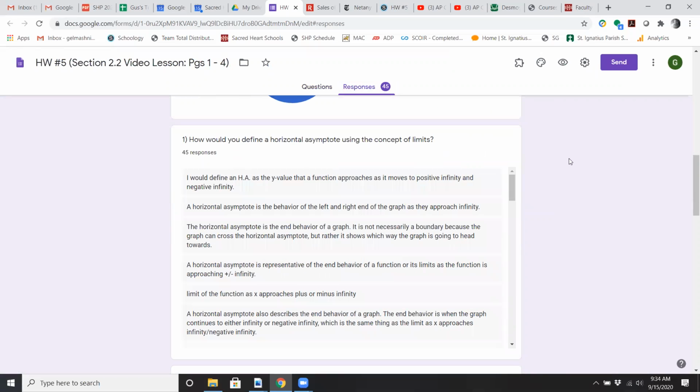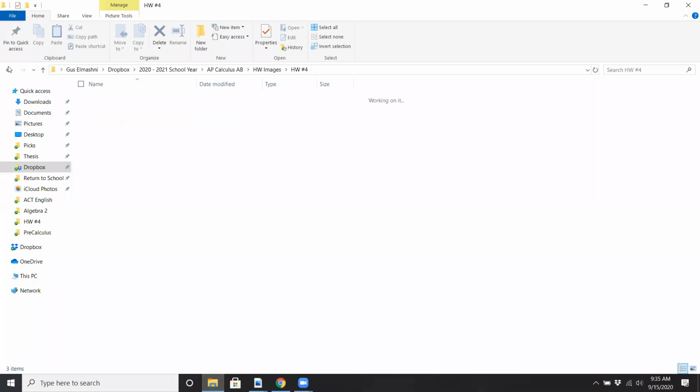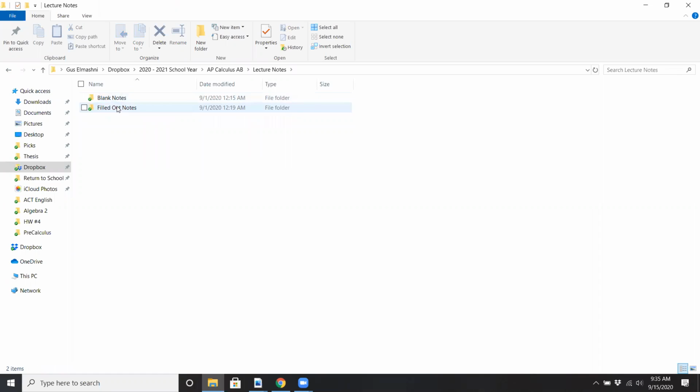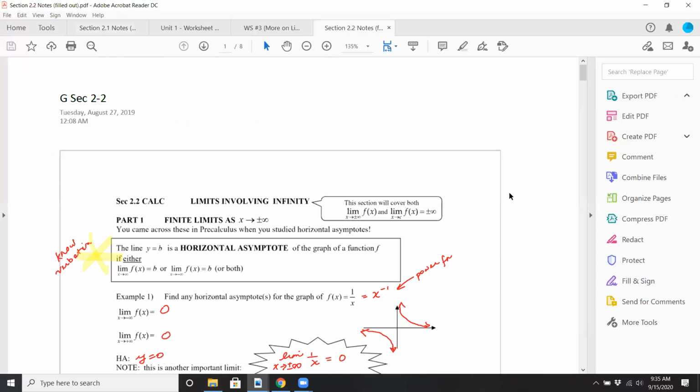How do you find horizontal asymptote using the concept of limits? So we are going to get into these notes right now. So 2.2, so make sure you get your notes out because we're going to start that up in just a second. Actually, let's talk about the filled out notes. That might be a little easier right now.